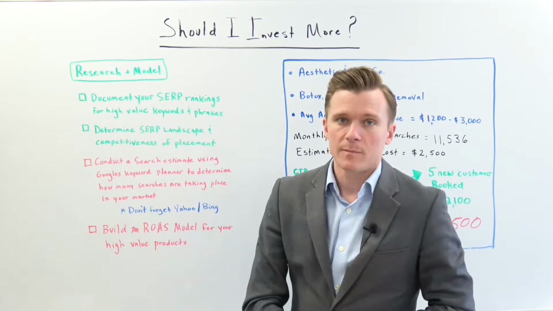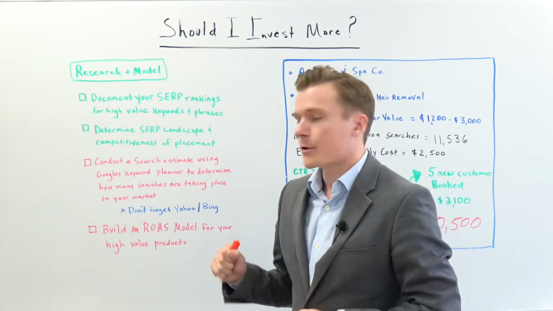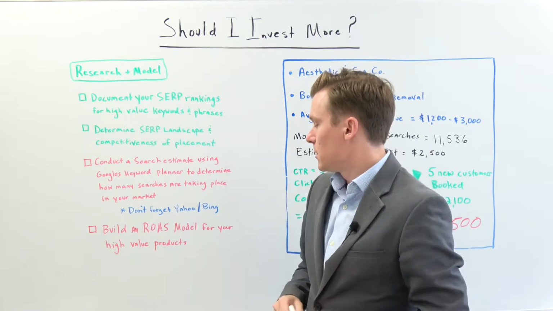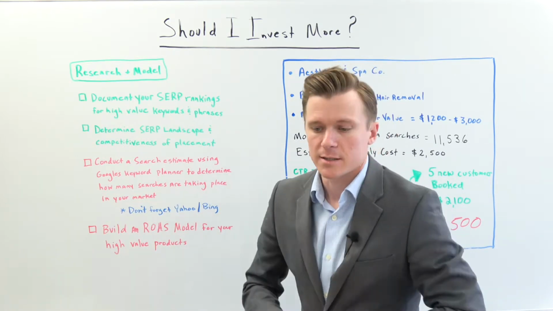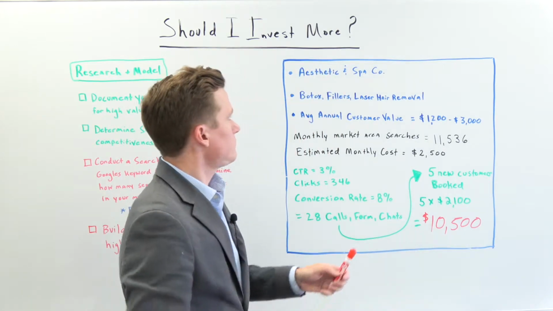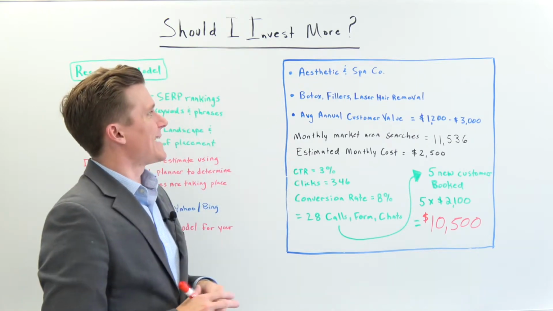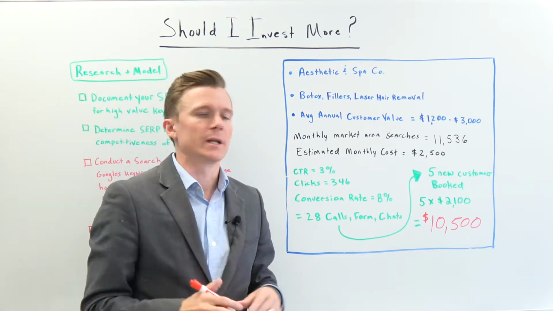The last step, which we're going to go over here in an example, is building a return on ad spend model for your high value products and services. So let's go ahead and dig into the example. The customer that we'll be sharing today is called the Aesthetic and Spa Company.